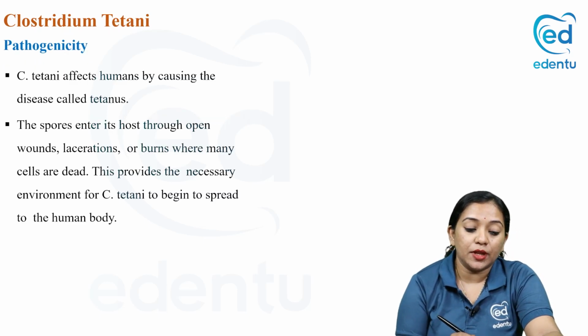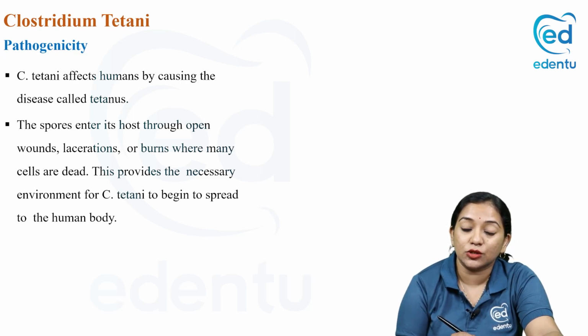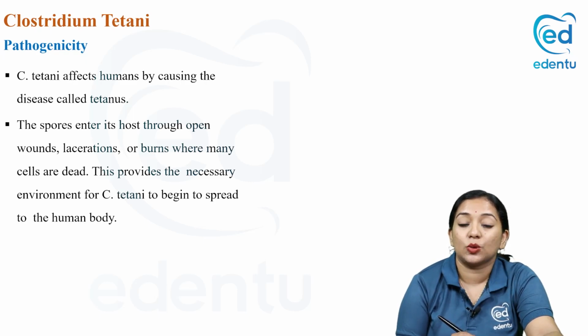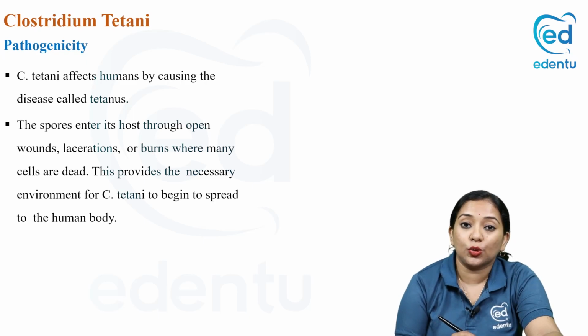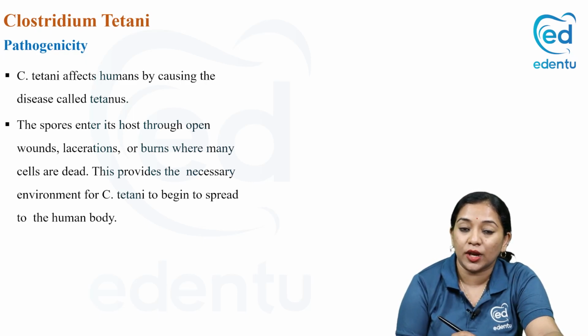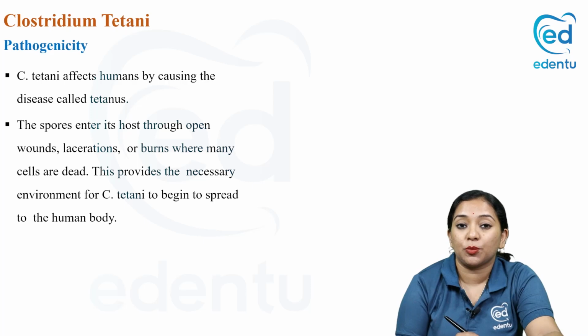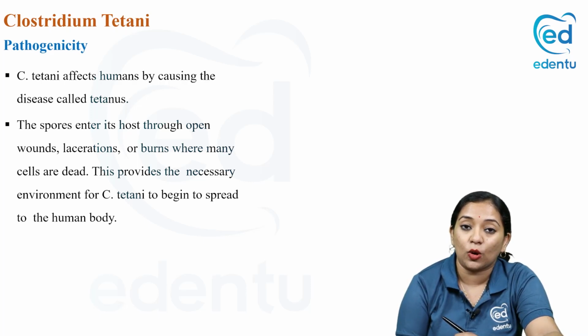Coming to the pathogenicity, Clostridium tetani mainly affects humans by causing a disease known as tetanus. What is really happening here is that the spores enter the host through any open cuts or lacerations, where we have dead skin or cells around the cut, and this dead skin provides a perfect environment for the growth or multiplication of the Clostridium tetani organism, and it spreads to the human body.